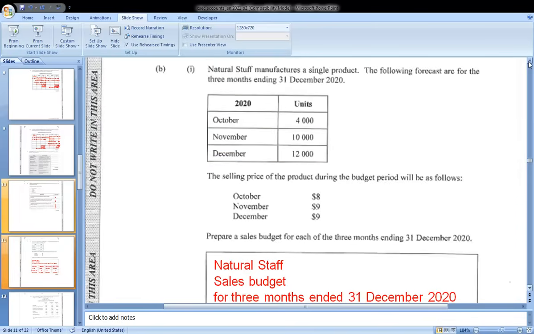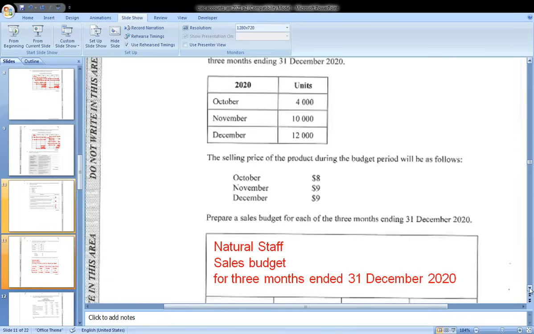So we're on the B part of question 3, the first part. Natural Stuff manufactures a single product. The following forecasts are for the 3 months ending 31st of December 2020. So there we have our 3 months and our units. For October 2020, 4,000 units. November, 10,000 units. December, 12,000 units. The selling price of the product during the budget period will be as follows: October $8, November $9, December $9. Prepare a sales budget for each of the 3 months ending 31st of December 2020.